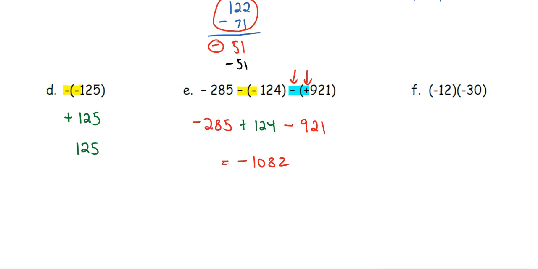And yeah, there are different ways to do a problem like this. How would you do this problem if you couldn't do this quickly in your head? Well, let's just take a look here. Let me just delete this answer here. Now, if you're not sure how to get the final answer of negative 1082, I recommend doing the following. Just take your negative numbers, negative 285 and negative 921. Since both of those numbers are negative, all you have to do is just add them.